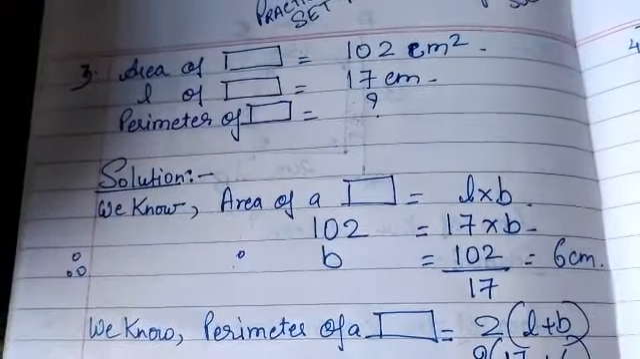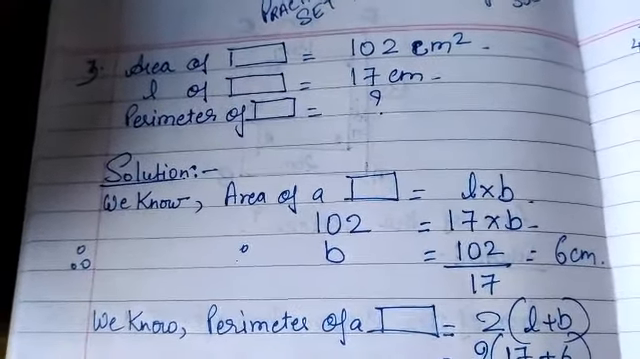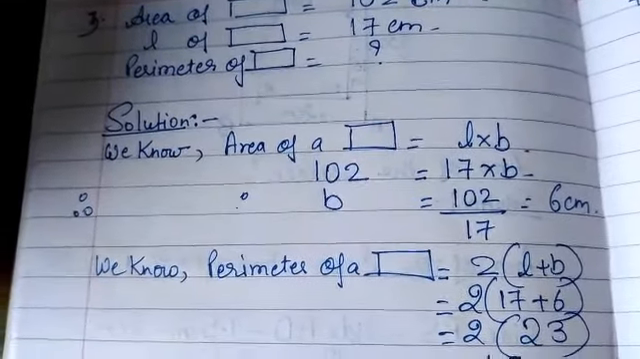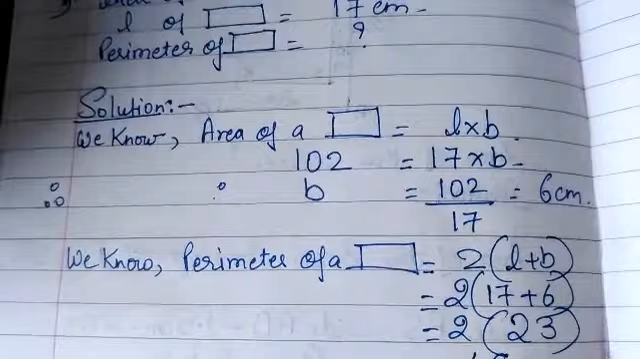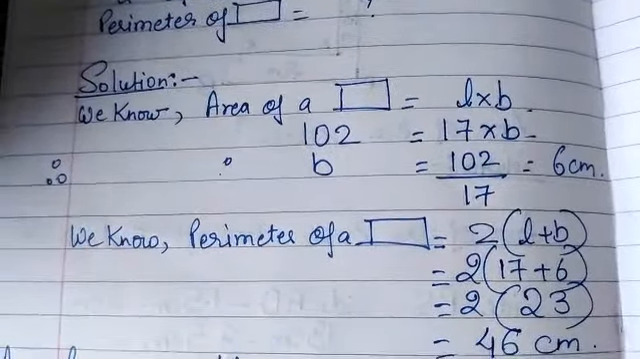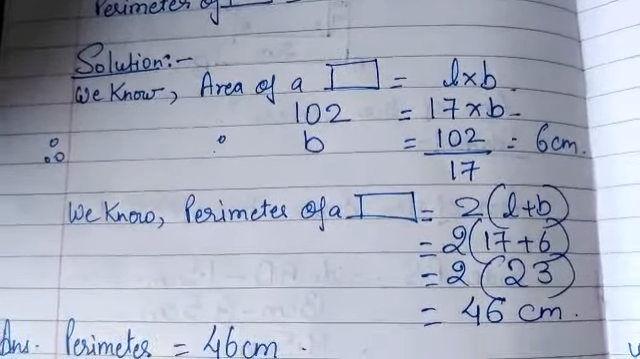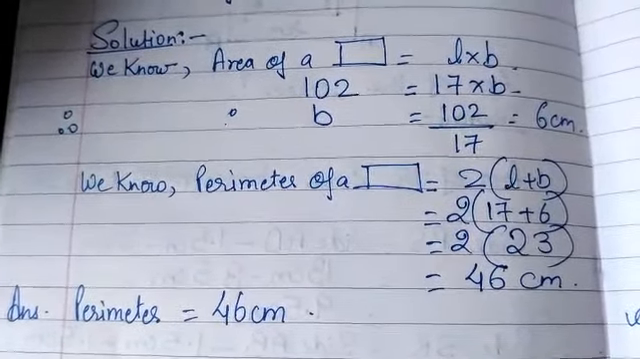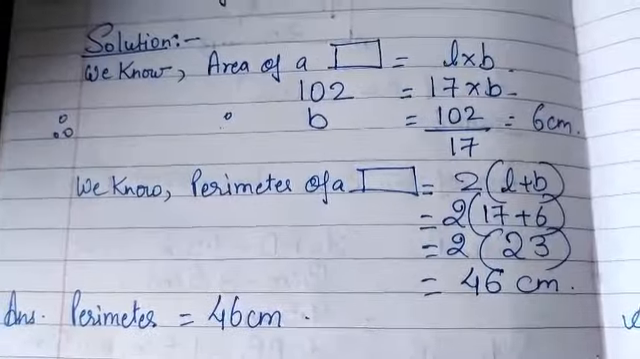Now we also know perimeter of a rectangle is twice length plus breadth. So we substitute the values that we have got. Now we've got breadth also as 6 centimeters, so we substitute the value, and on using it in the formula we get perimeter to be 46 centimeters.